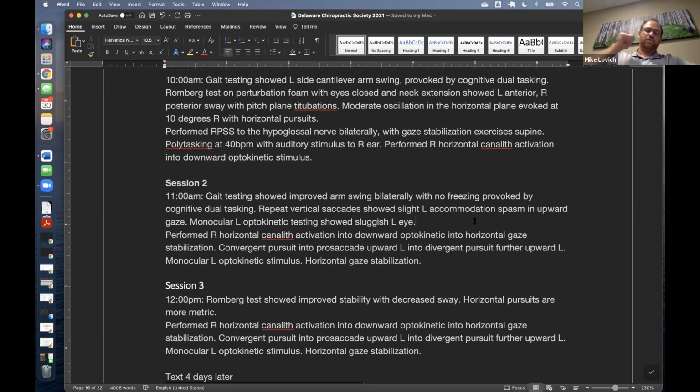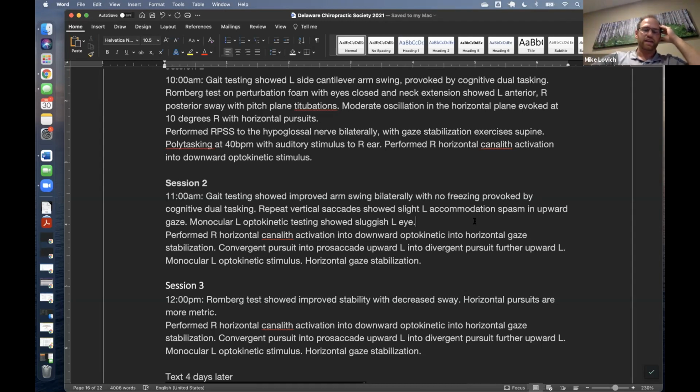We also did a convergent pursuit into a prosaccade upward left into a divergent pursuit further upward left. So what are we doing? We're trying to pull that left eye out from slamming in when it goes up. And then we did some monocular left optokinetic stimulus and some horizontal gaze stability to close everything down.